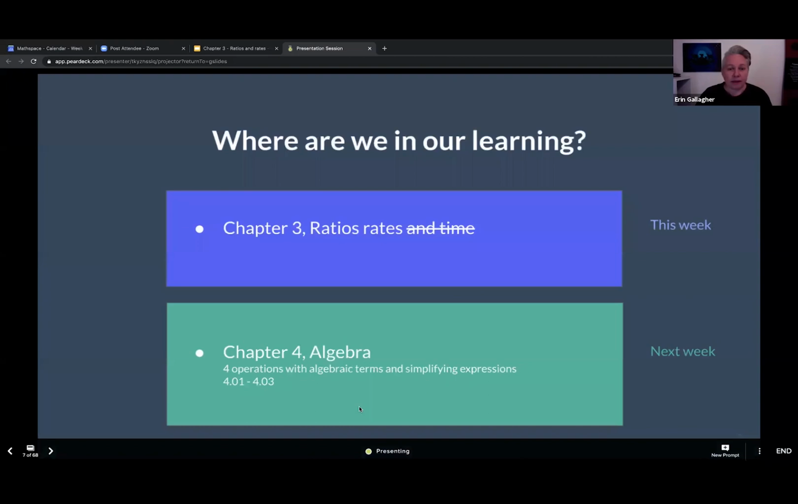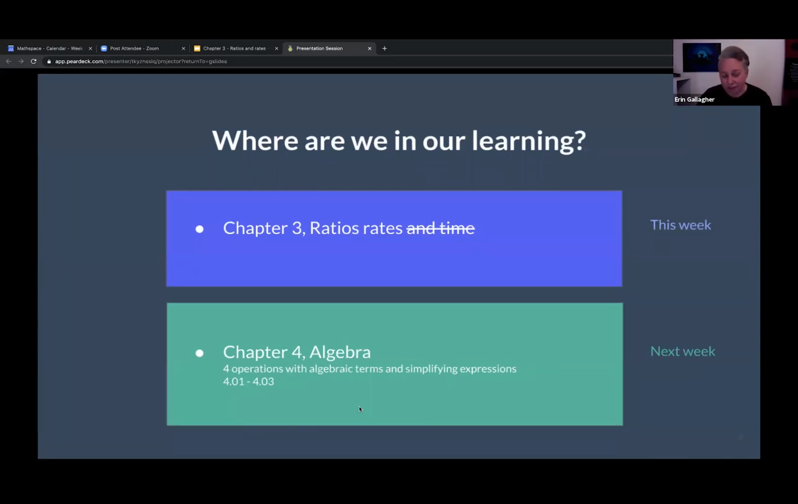Okay, so where are we in our learning? Like I said, this week is on chapter 3. It's a review session. The way we set this up was our first 3 weeks were to try and catch everyone up so that we can start our term 2 work, which is where we're going to start with chapter 4 and algebra, all at the same place.